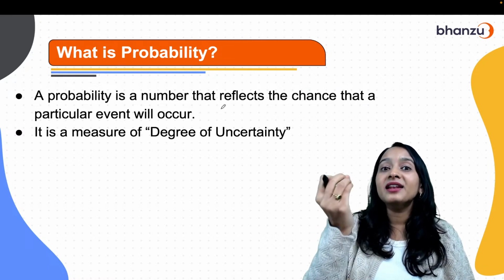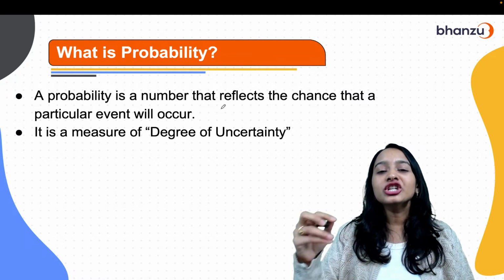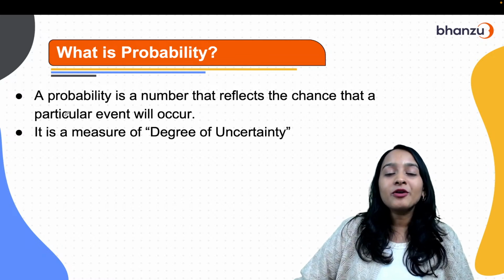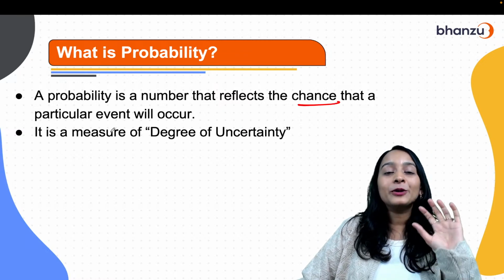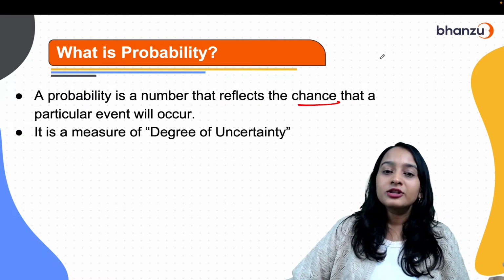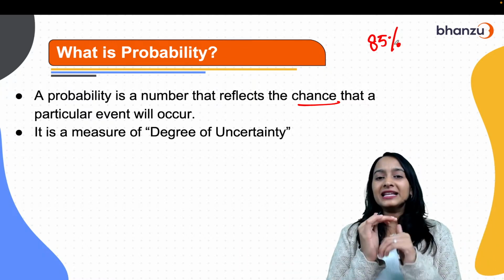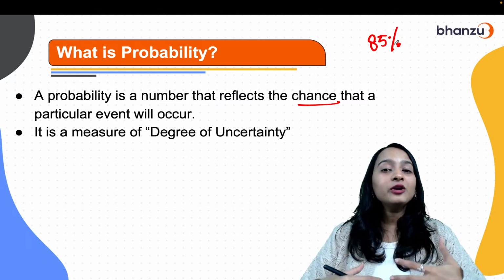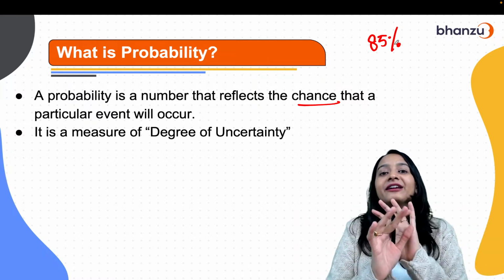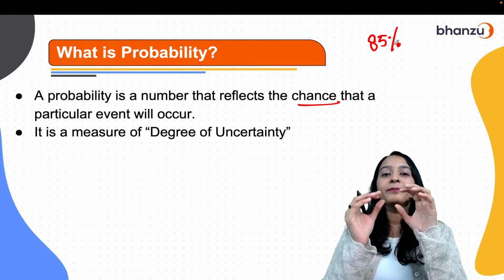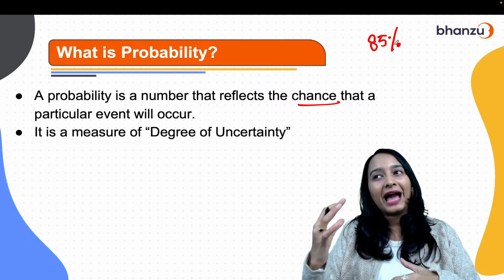But if I assign a number to it, it becomes probability in mathematics. Alright? So you're just assigning a number to it. So a probability is a number that reflects the chance that a particular event will occur. So maybe I'll say 85% it will rain. Instead of saying there's a high chance of raining, I will say there's an 85% chance it will rain. So we are just putting a number to a particular event.